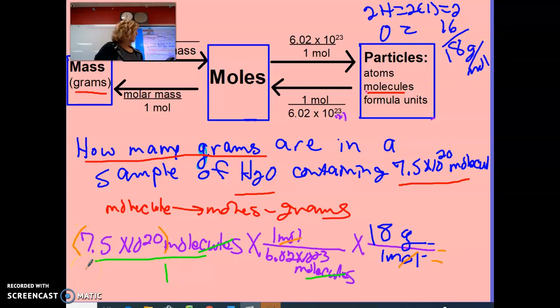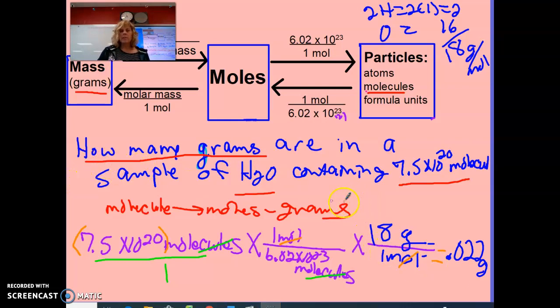How many grams? It's a really small number. And then does that make sense? Well, yeah, because this is a number much smaller than 1 mole, so that makes sense. So there we have it.